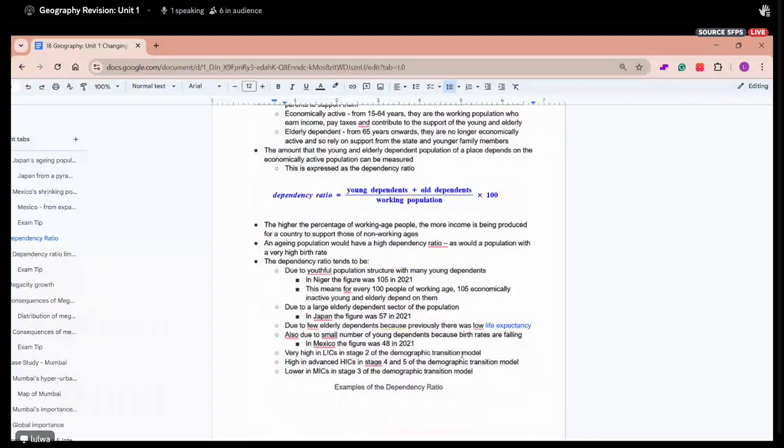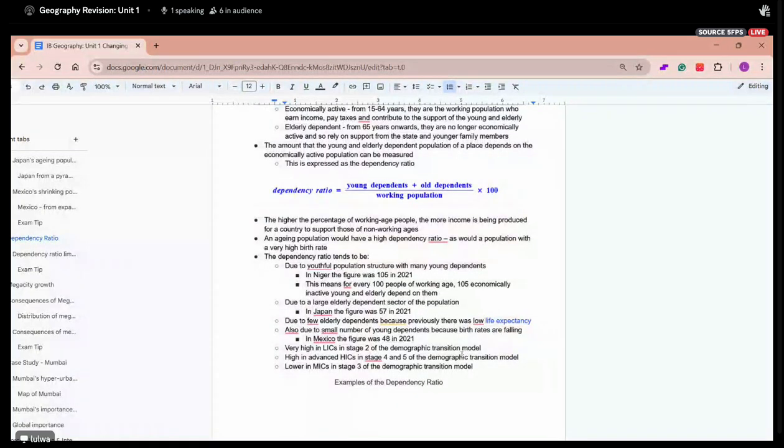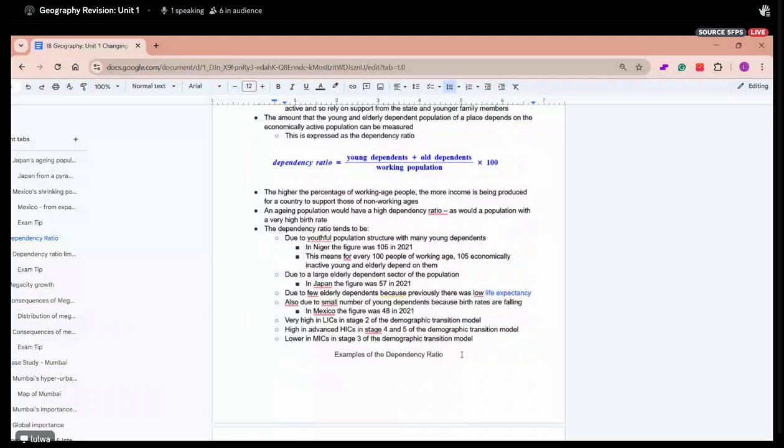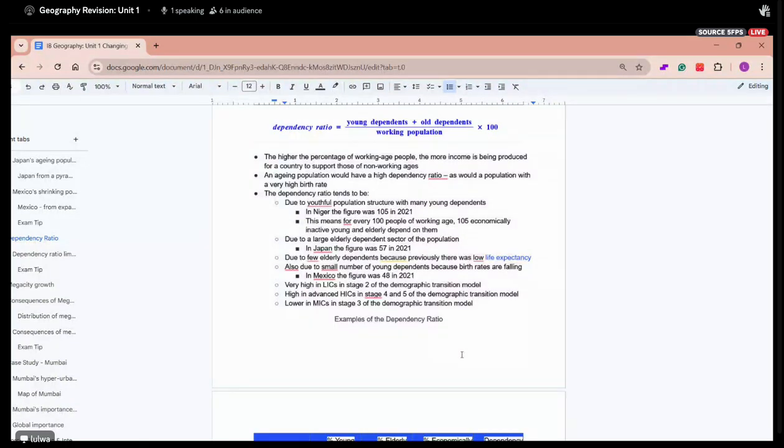And so the higher the percentage, the more dependents there are relying on the working population. A youthful population would have a very high dependency ratio because the population would have a very high birth rate. So basically, this means multiple different factors impact the dependency ratio.